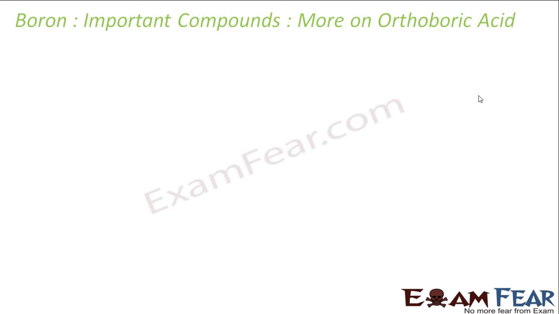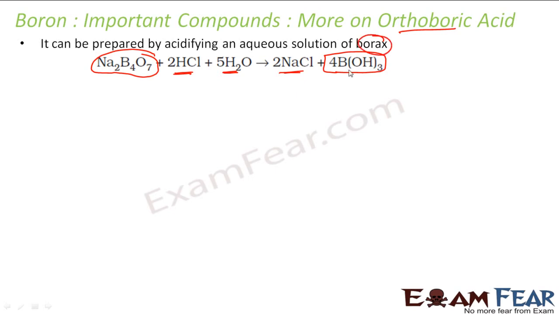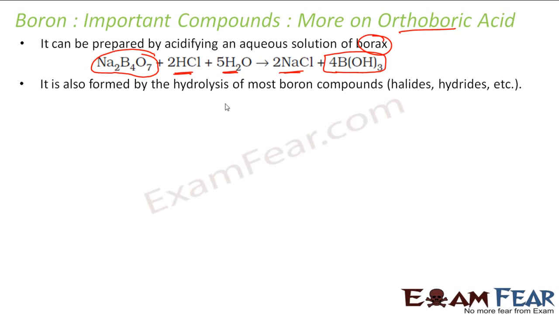Let's discuss something more on the boric acid. It is a monobasic acid actually. We'll discuss more on this now. The way to prepare boric acid is nothing but you acidify the borax solution. So you have this borax Na2B4O7, which we know, right? You take hydrochloric acid in water, make it aqueous, and then you react, you get this boric acid. Very easy to prepare. From the borax, you can easily prepare boric acid by acidifying it in an aqueous solution.